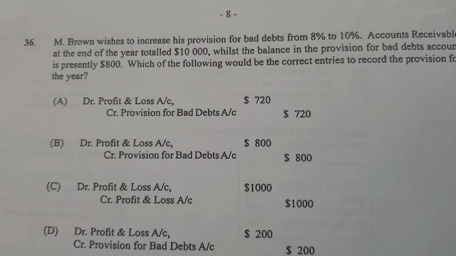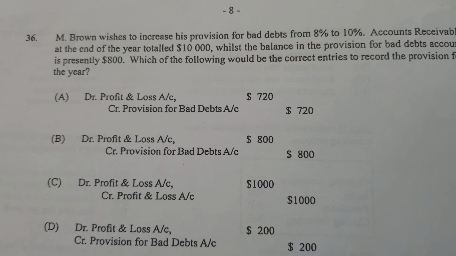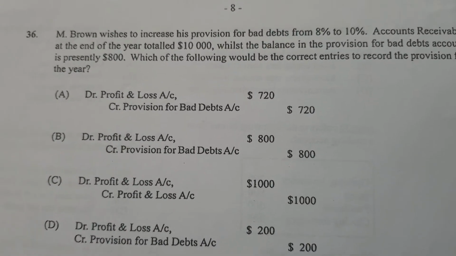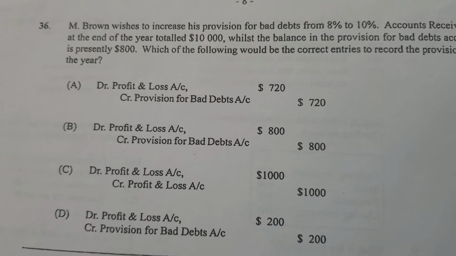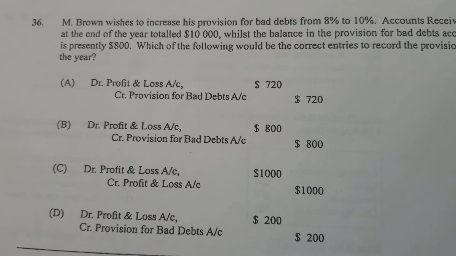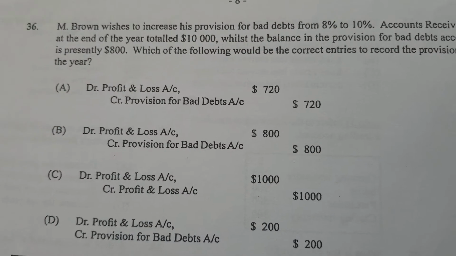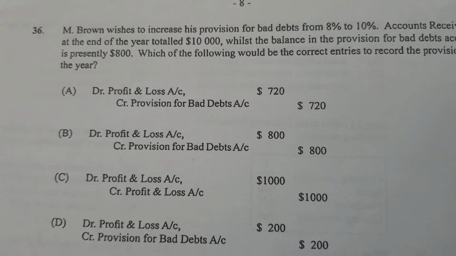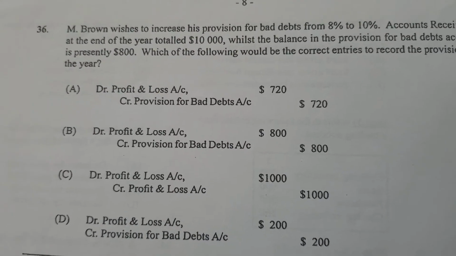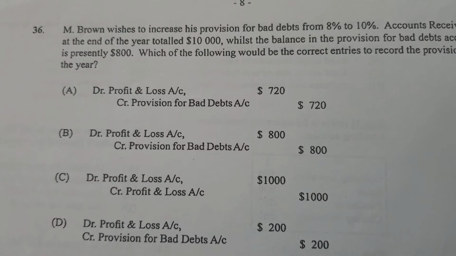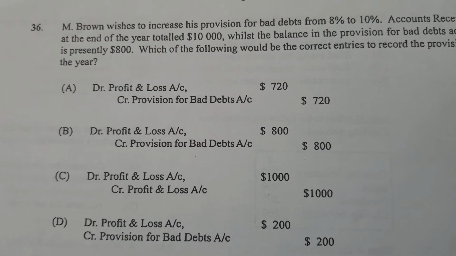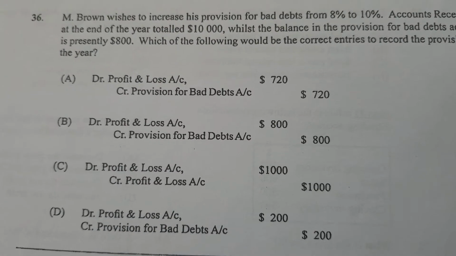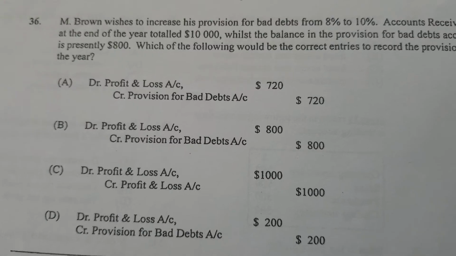Now, it is moving the percentage up from 8% to 10%. So we will find 10% of the $10,000. 10% of the $10,000 then would be $1,000. So it will be increasing by $200. Yes? It will be increasing. The provision for bad debt will be increasing by $200.